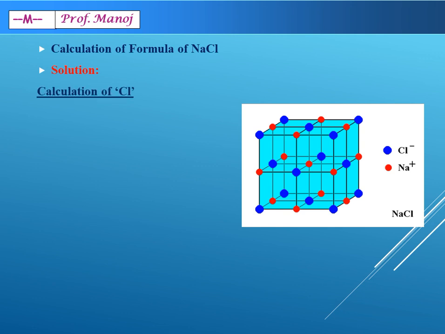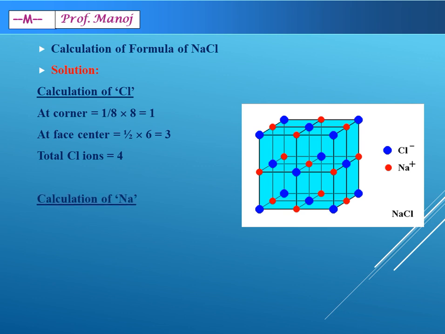Let us see now calculation of chloride ions. Watch yourself first of all where chloride ions are placed. I can see them at two different positions. One at the corner of the cube. So at corner it becomes 1 upon 8 into 8, that's 1. Second, I can see chloride at the face centers. Satisfy yourself, check whether you can see them at 6 faces. Contribution becomes 3. So what is the number of total chloride ions in one unit cell of NaCl? 4.